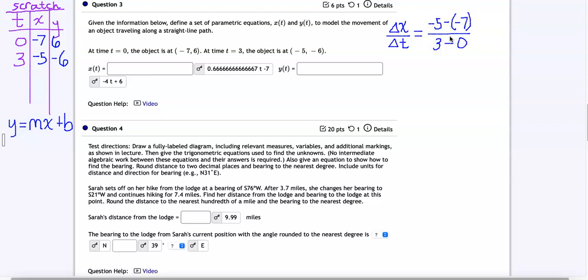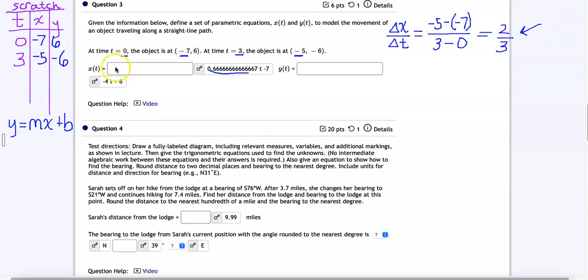Now notice at time 3, x is -5, and at time 0, x is -7. So these numbers vertically here correspond. At time 3, x is -5. At time 0, x is -7. Then we're going to simplify, and we end up with 2/3. MyOpenMath has a decimal approximation over here, 0.666. Don't do that. Use this one.